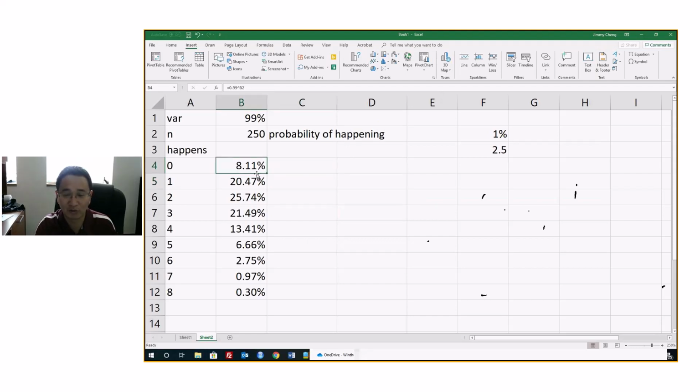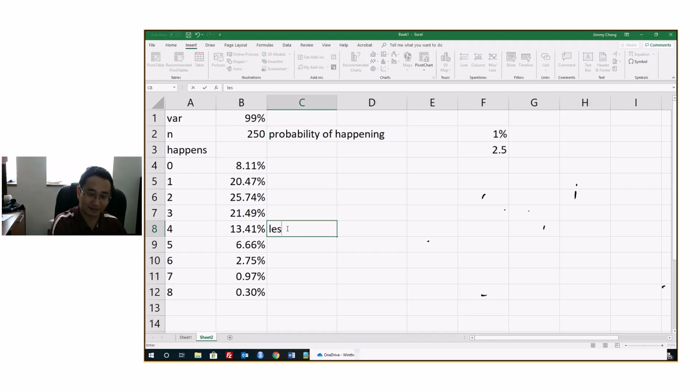You have 8.001% that it happens only 0 times. It will never happen. You have 20.47% that it will happen once, 25.74% that it will happen twice, right? In backtesting, we care about how many times it happens less than a number. If you want to ask what is the probability it will happen less than 4 times, it should be the sum of all those.